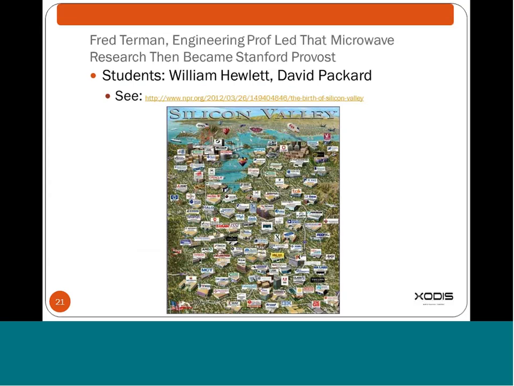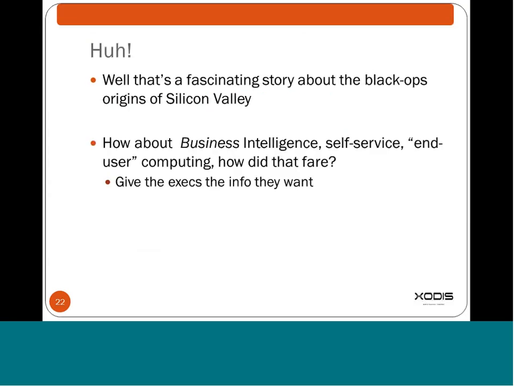2 of his students were named Hewlett and Packard. Here's one of those fun maps of Silicon Valley. There's Stanford, just appeared. Here's HP. The Whole Earth Catalog is practically in Stanford's lap. And there's Intel, and there's a number of others, including where I worked, In-Q-Tel.